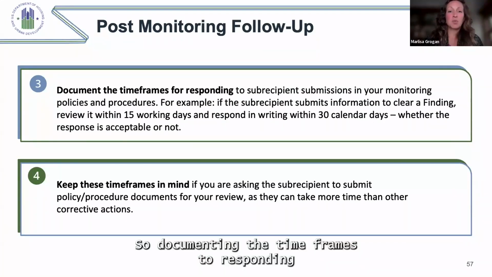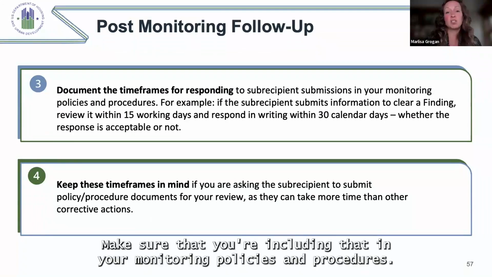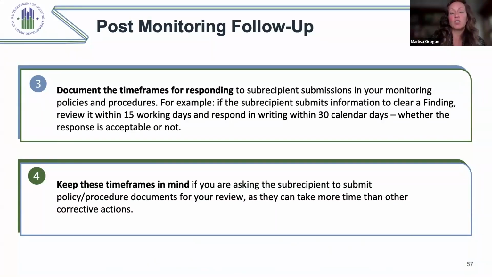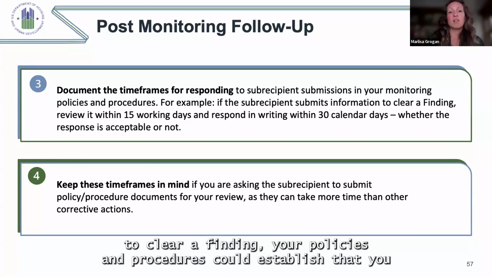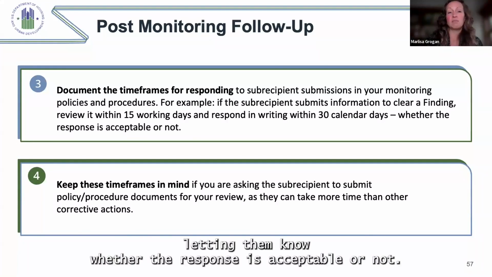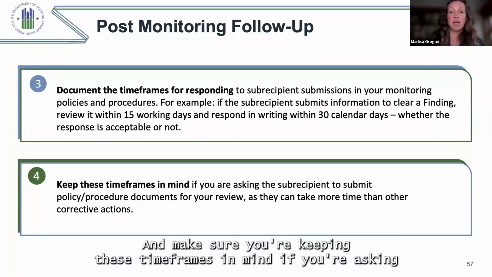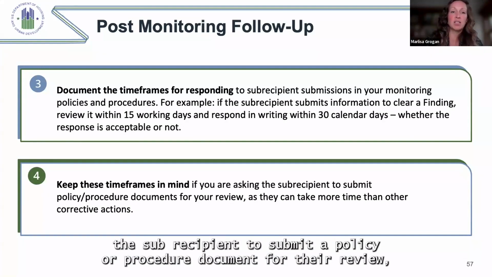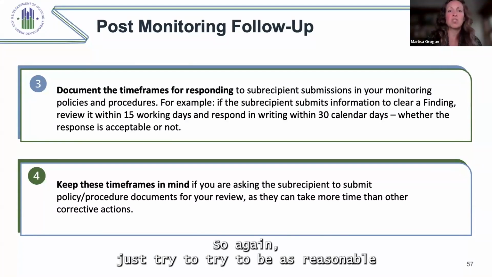Slide, continued. So documenting the timeframes for responding to subrecipient submissions is also really important. Make sure that you're including that in your monitoring policies and procedures. So for example, if the subrecipient submits information to clear a finding, your policies and procedures could establish that you then have 15 working days to respond in writing within 30 calendar days, letting them know whether the response is acceptable or not. And make sure you're keeping these timeframes in mind if you're asking the subrecipient to submit a policy or procedure document for your review, because they can take more time than other corrective actions. So again, just try to be as reasonable as you can.